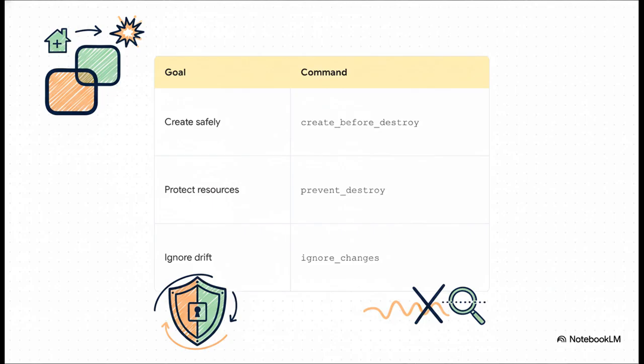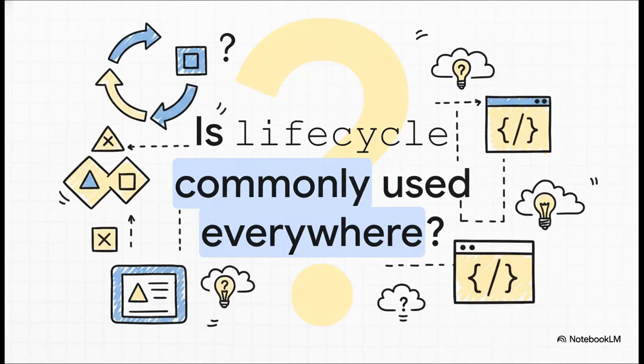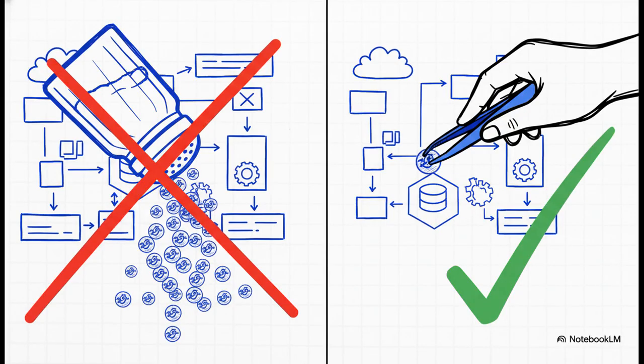Simple as that. Now, a really good interviewer is going to test you with a follow-up. They're going to ask something like, okay, that's great. So, should you just put a lifecycle block on every single resource? And the pro answer is a confident no. This is what shows you have real-world judgment and experience. You explain that Lifecycle is a specialized tool, it's not a default setting. You use it intentionally, almost surgically, only on the resources that truly need that extra protection.